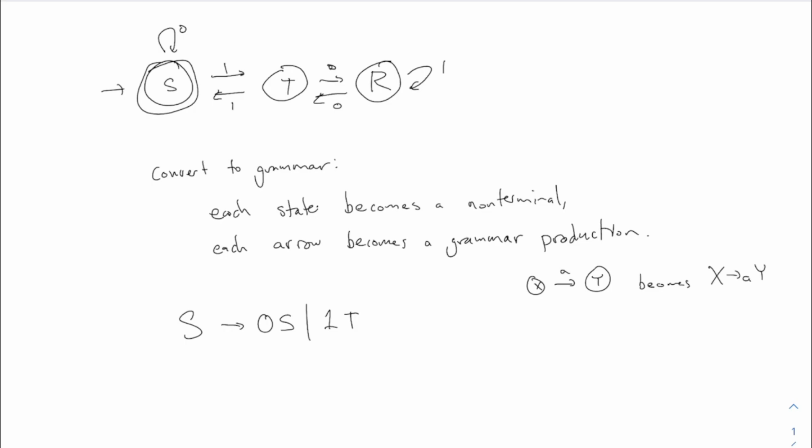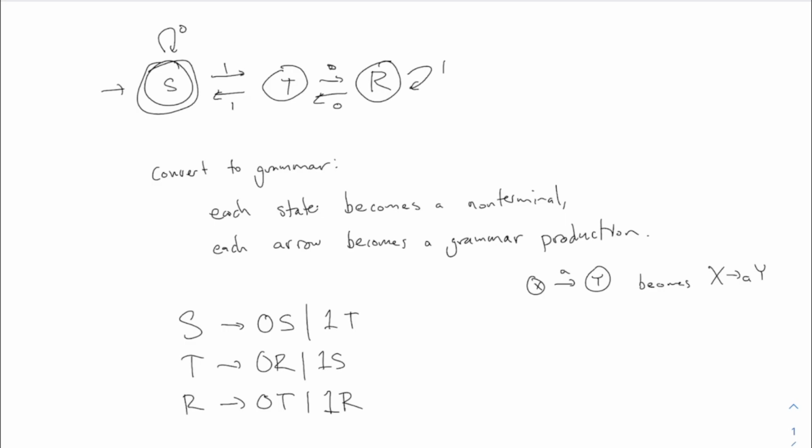All right. So those are the arrows for the S, and then the T arrows. You just look up here. Where do the T arrows go? I can go T to R with a 0. That would be T goes to 0R. Or I can go T to S with a 1. That would be T goes to 1S. And then finally R. The arrows for R on the original diagram are 0 goes to T, so this becomes R goes to 0T. Or R with a 1, R goes to 1R. Like so.